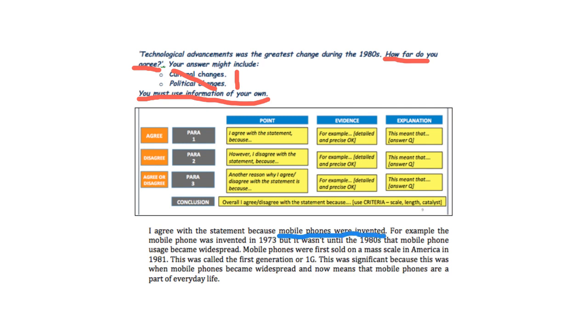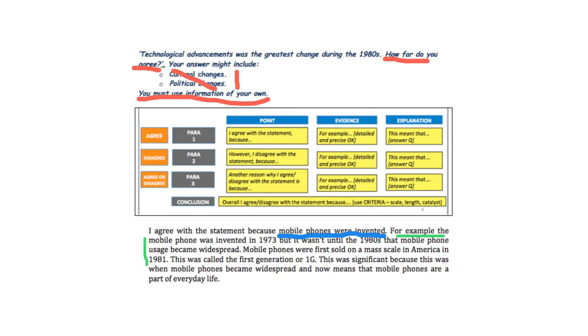And then, as usual, we need to add in some evidence. So, for example, the mobile phone was invented in 1973, but it wasn't until the 1980s that mobile phone usage became widespread. Mobile phones were first sold on a mass scale in America in 1981. This was the first generation, or 1G. So that's our evidence to say that technology was the greatest change because of the mobile phone.